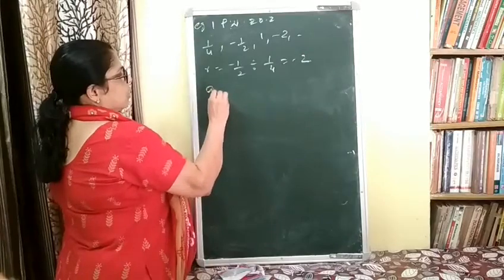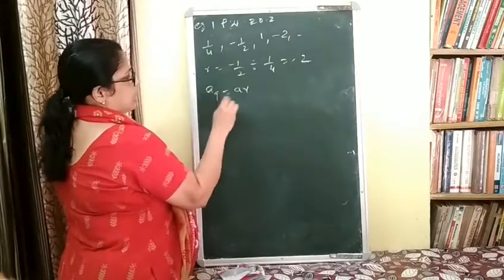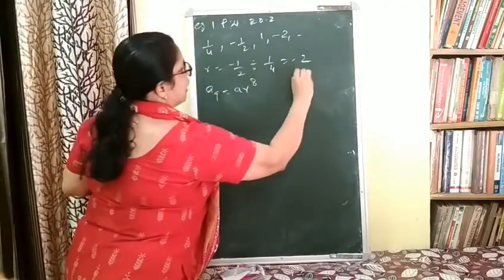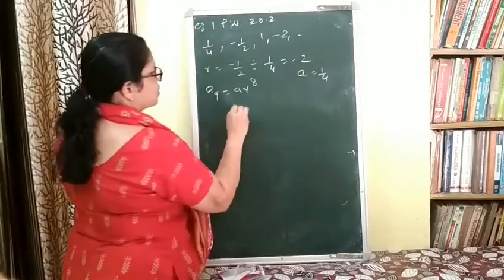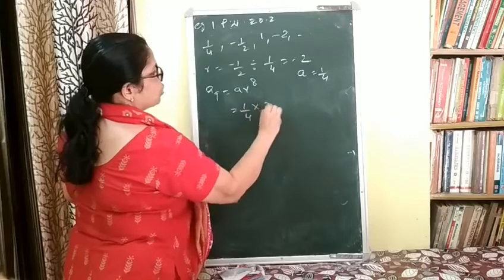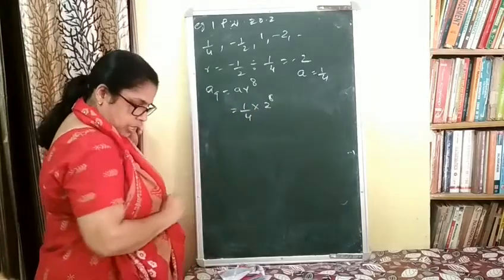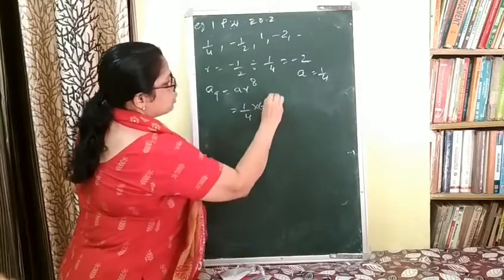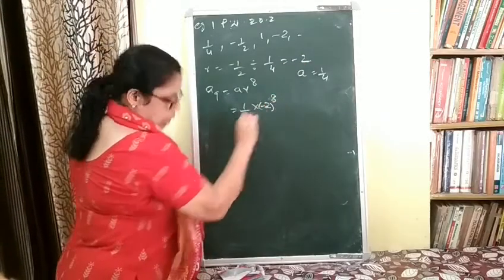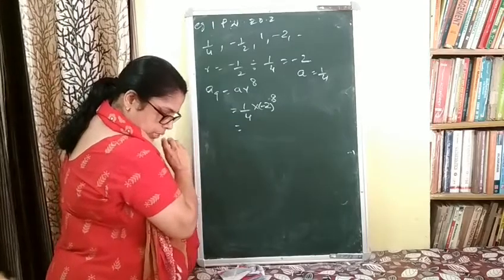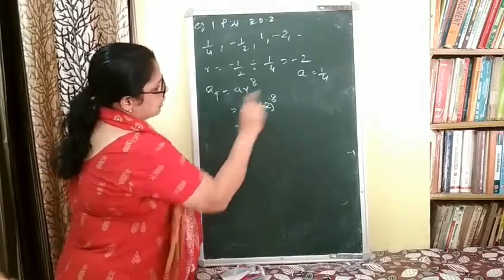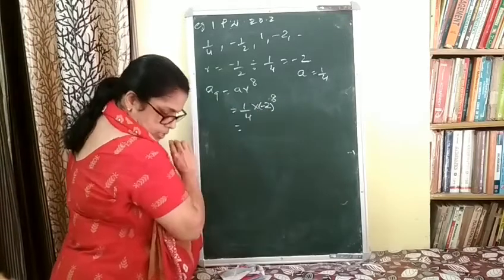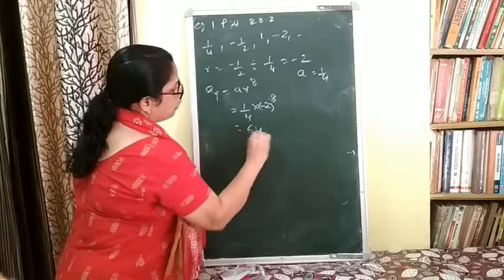Now a9 is equal to a r raised to the power n minus 1, that is a r raised to the power 9 minus 1, 8. The first term a is equal to 1 by 4. That becomes 1 by 4 into minus 2 raised to the power 8. Minus 2 raised to the power 8 is again positive. If you simplify it, this will get cancelled. You get 2 raised to the power 8 divided by 2 square, that is 2 to the power 6, which is 64. You can do it by yourself.